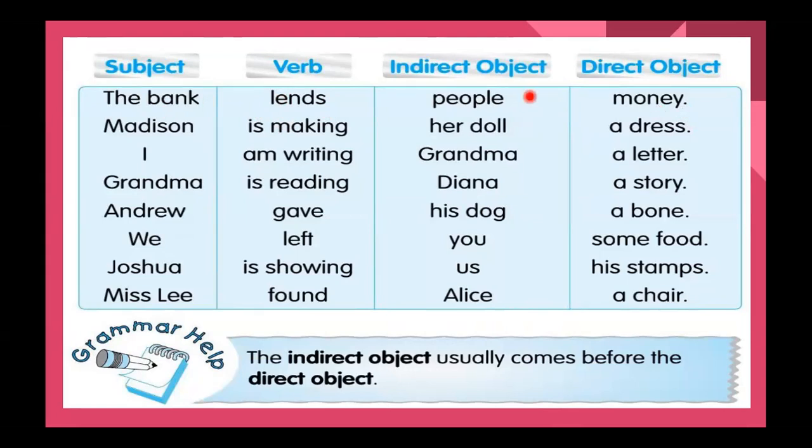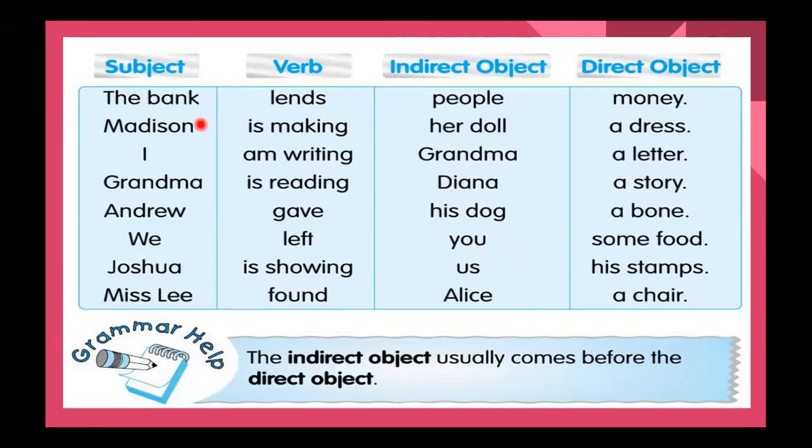For whom is the money being lent? For whom? People. Yes, so here lends. The action of the verb is received by the direct object, money, and for whom the lending process is done, the action is for the people. So people becomes the indirect object.